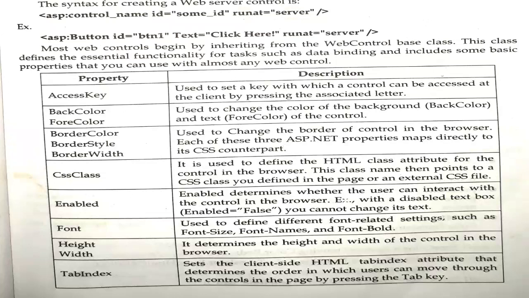So your cursor will move on to the button. Whenever you press the tab key, according to the tab index sequence which you have assigned, your cursor will move from one control to another. So for that purpose we are making use of the tab index property. Then the next property which we are having is tooltip.